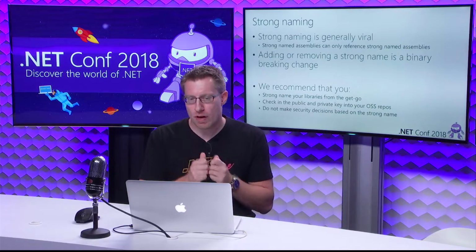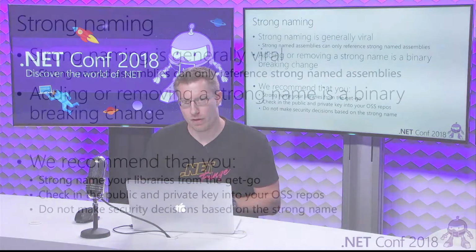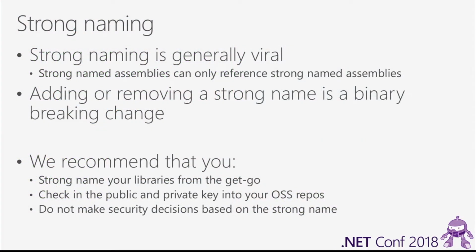Now, there's two major aspects of strong naming that you should be aware of. One of them is it's viral. If your library is strong name signed, you can only reference things that are strong name signed. The second problem is removing or adding a strong name is a binary breaking change because it changes the identity of your library. So if you ship a library, you need to decide upfront whether you ever want it strong name signed or not.